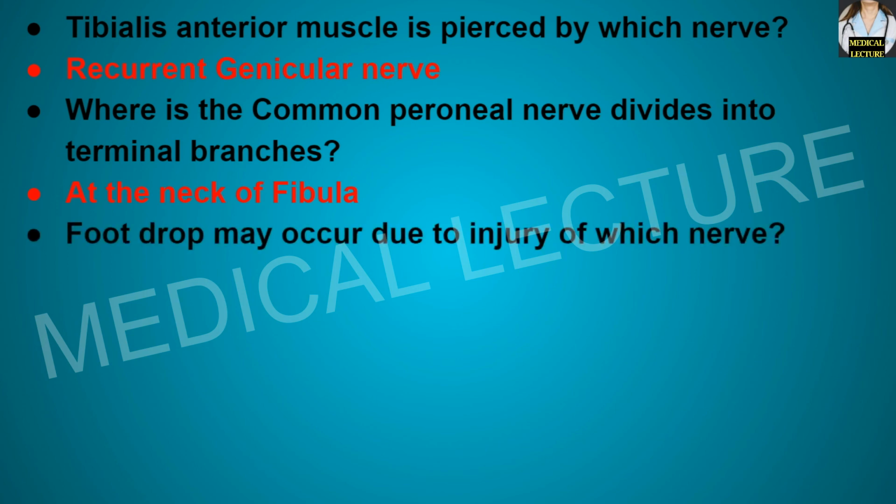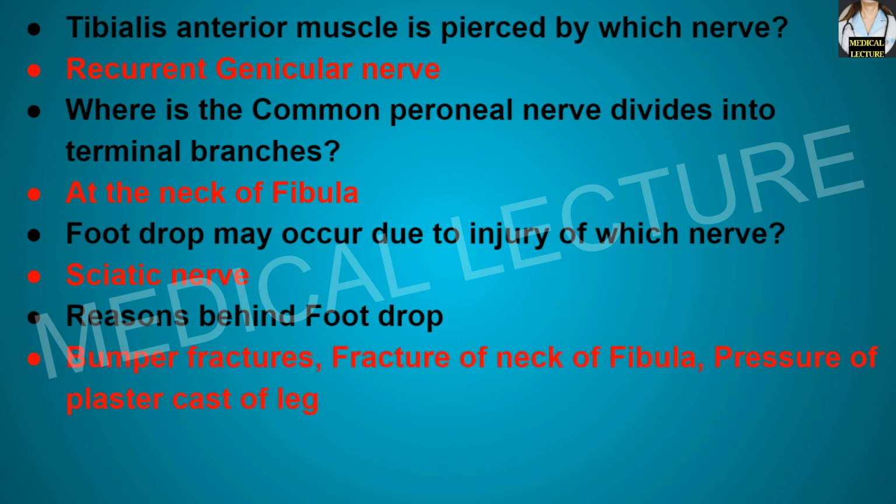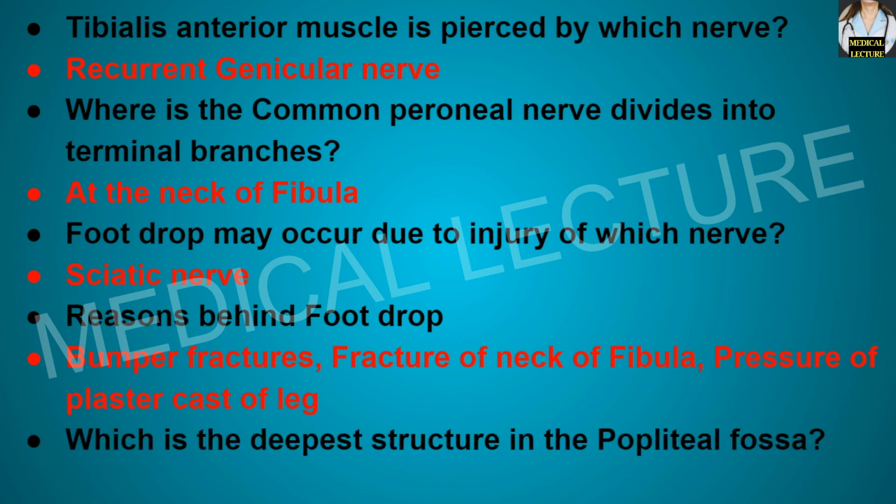Foot drop may occur due to injury of which nerve? Sciatic nerve. What are the reasons behind the foot drop? So it may be bumper fractures, fractures of the neck of fibula, or we can say pressure of the plaster cast of leg. Which is the deepest structure in the popliteal fossa? So it is the popliteal artery. It is the deepest structure in the popliteal fossa.